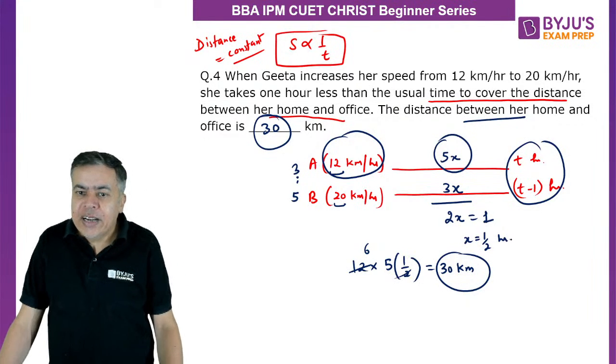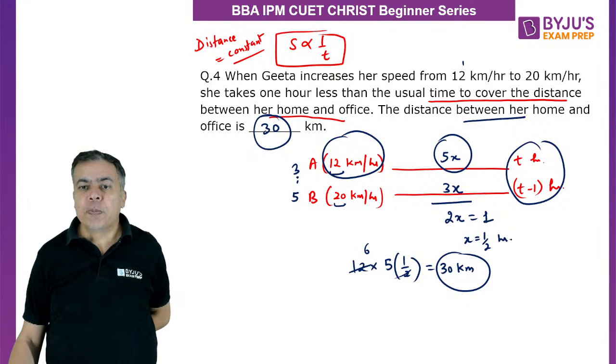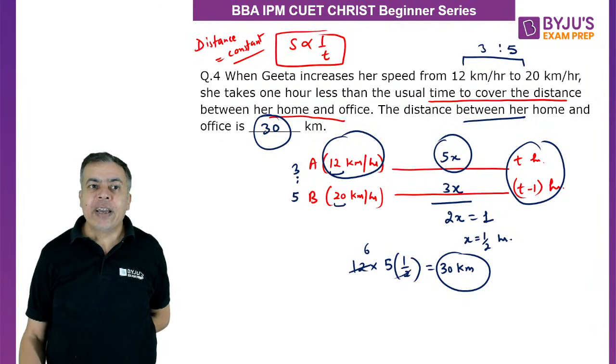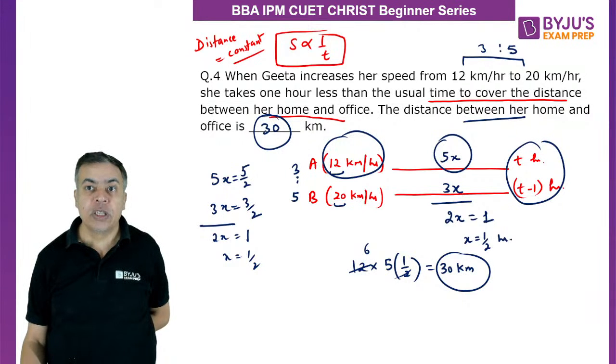You can directly answer this question by saying that the speed ratio is 3:5, so the time taken should be 5:3. The difference should be 1 hour, which is given, 1 hour lesser. So x is 1/2. Here the time taken should be 5/2, and here the time taken should be 3/2.